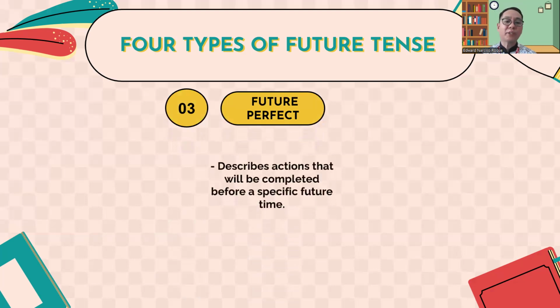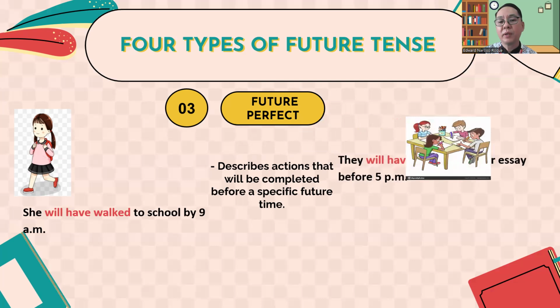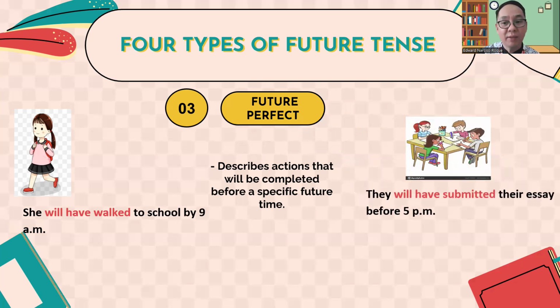The third type is the future perfect. The future perfect describes actions that will be completed before a specific future time. And here is an example. She will have walked to school by 9 a.m. The second example is they will have submitted their essay before 5 p.m. Once again, the future perfect describes actions that will be completed before a specific future time.